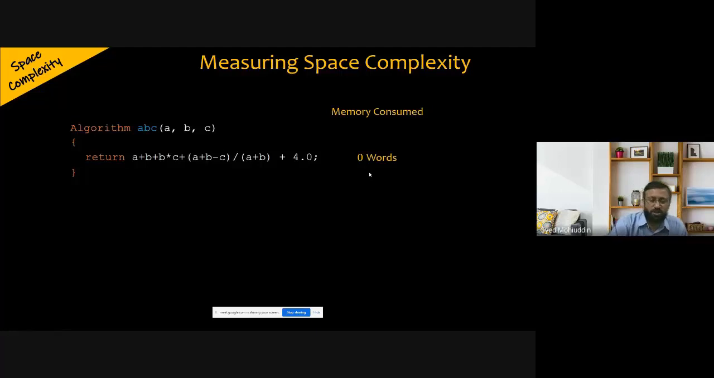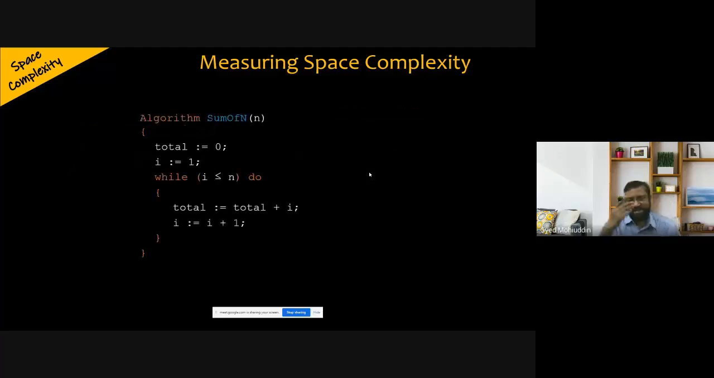Actually, it is not 0 words. It is actually S of capital P is C plus SP. SP is 0. So C is there, but which is a constant. So we consider that this algorithm takes 0 words because we are not bothered about the fixed part. Then let us see another algorithm.